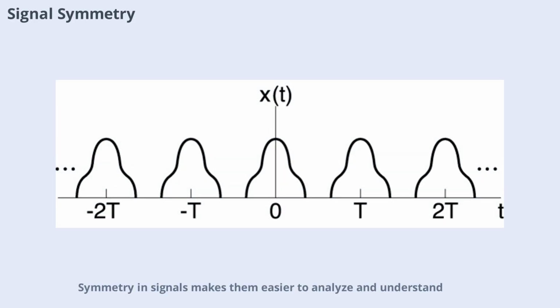Symmetry in signals makes them easier to analyze and understand. Signals with regular patterns, such as periodic signals, can be represented more simply using mathematical tools like the Fourier transform. This symmetry allows engineers to break down complex signals into fundamental components, making analysis and processing more efficient.